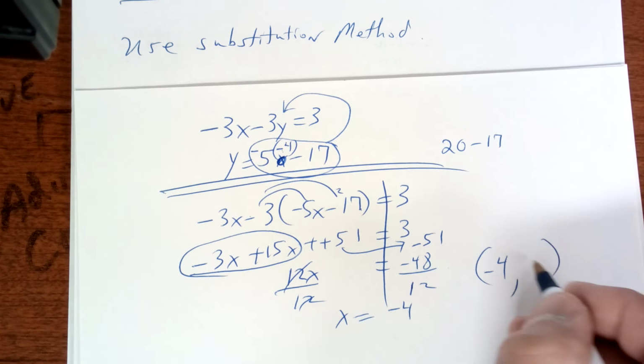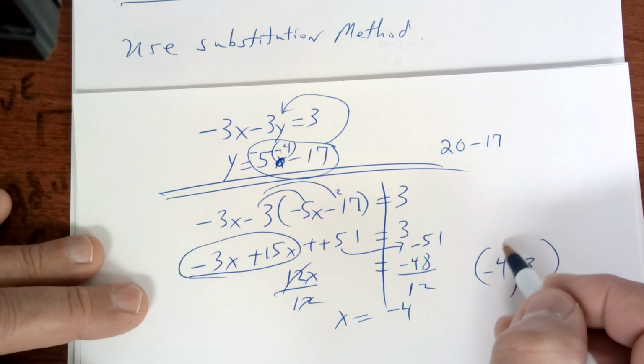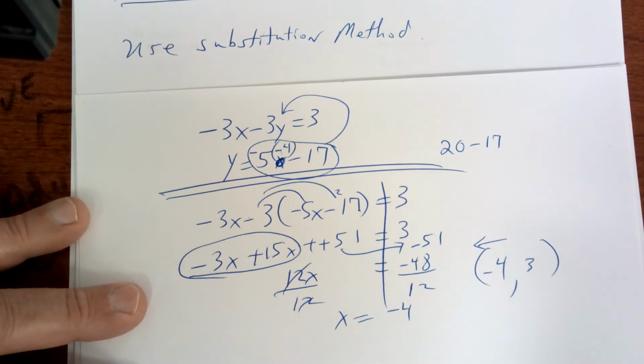So it's going to be down 4 and over 3. Or rather, let me try that again. To the left 4 and then up 3. So my graph was all wrong.